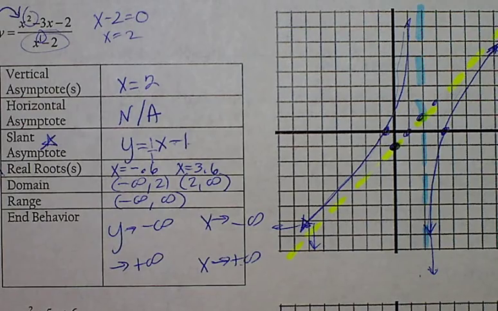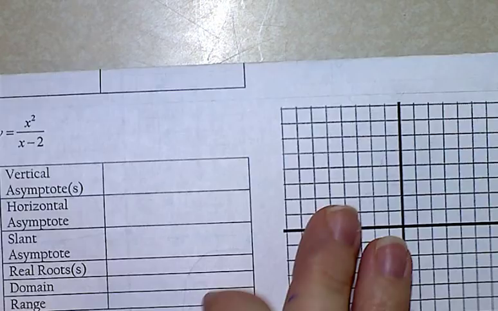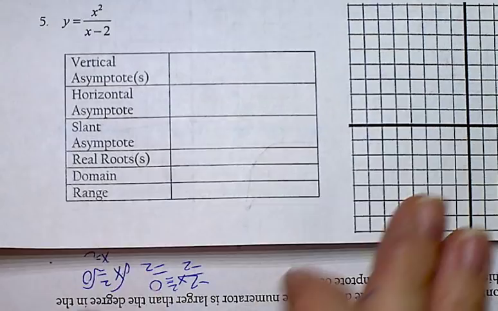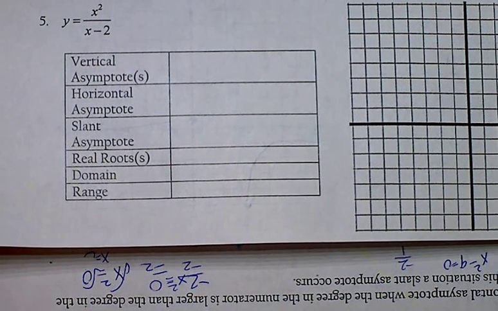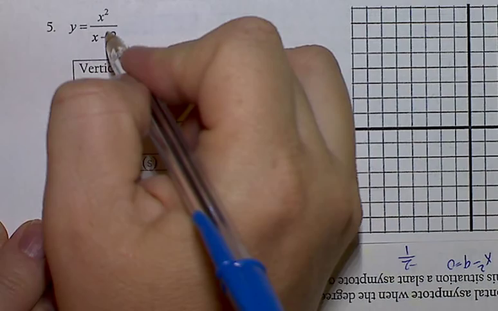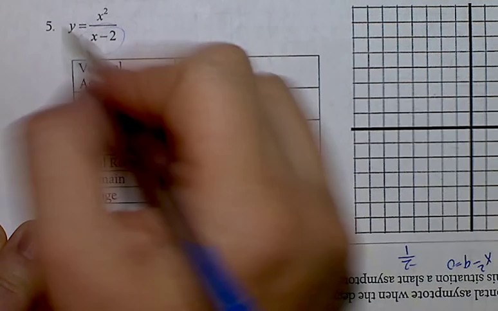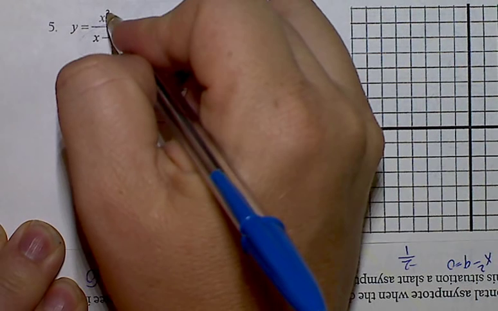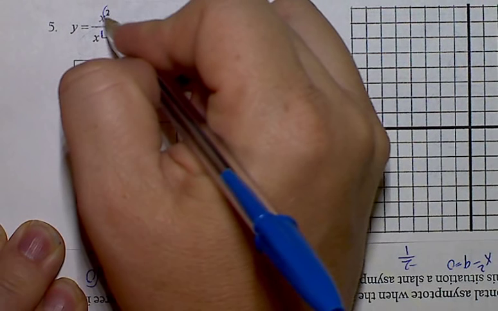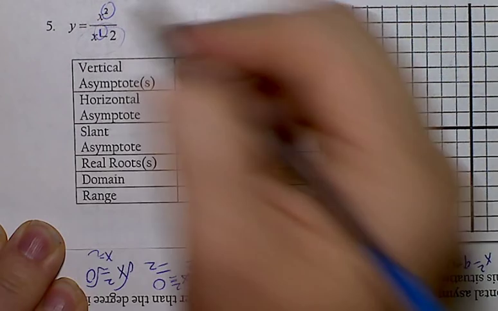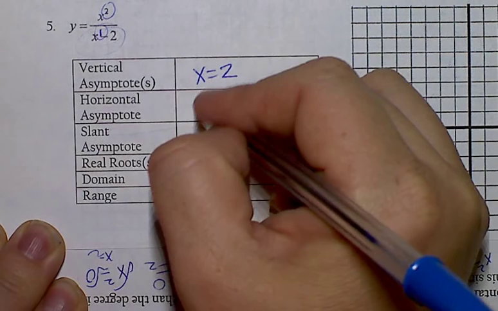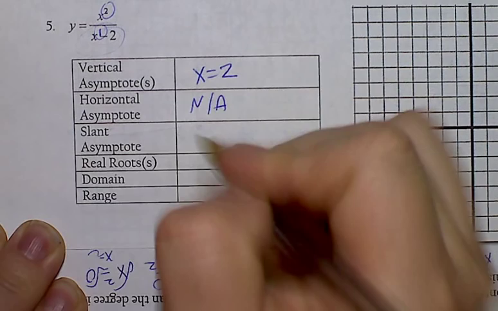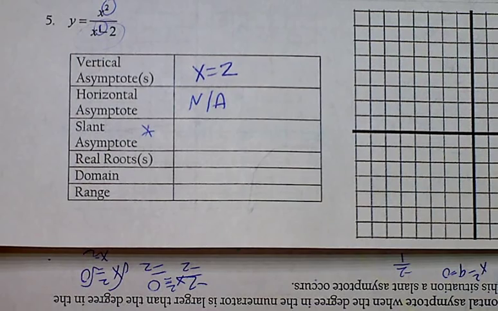Please go at this time down to number 5. Number 5 is most like the problem you will see on your exam for slant asymptotes. Okay, vertical asymptote, what makes the bottom equal to 0? X equals 2. Now, the highest exponent on top is a 2, the highest on the bottom is a 1. Since the degree on top is greater than the degree on the bottom, we can say there is no horizontal asymptote. But there is a slant asymptote.